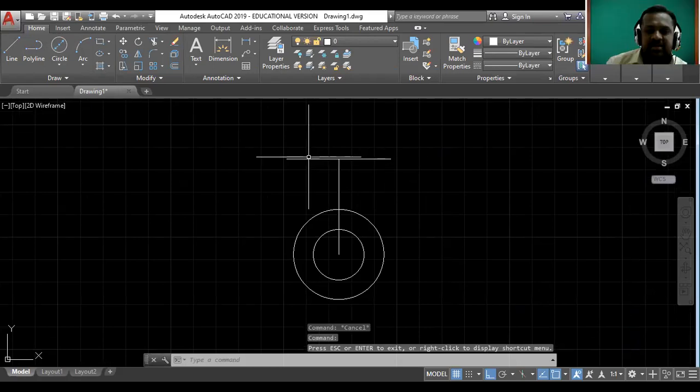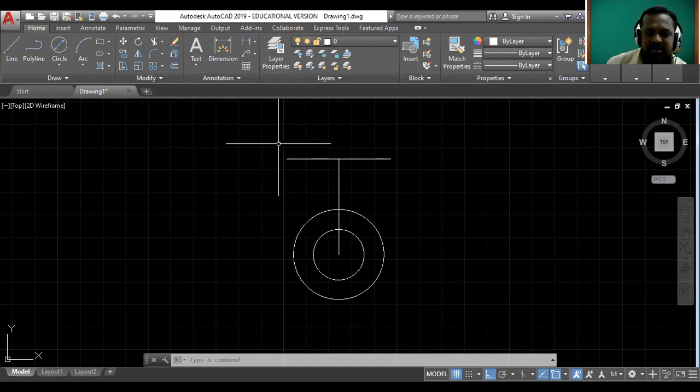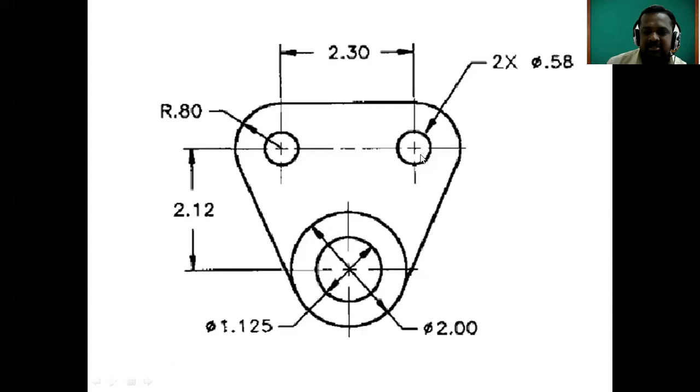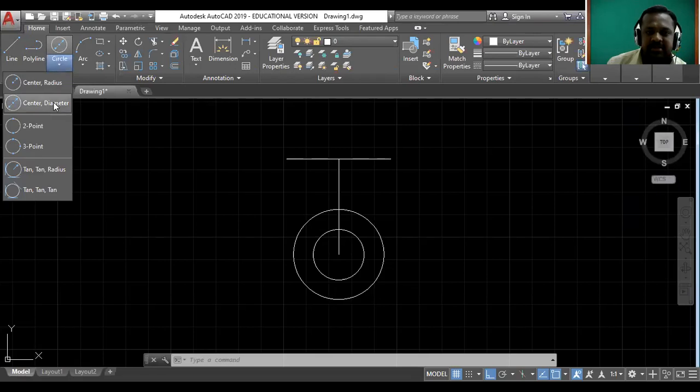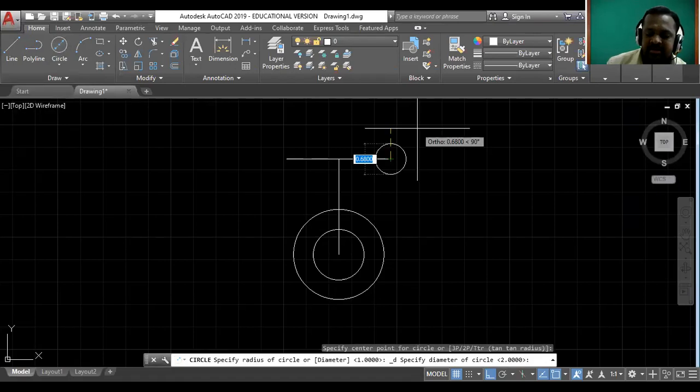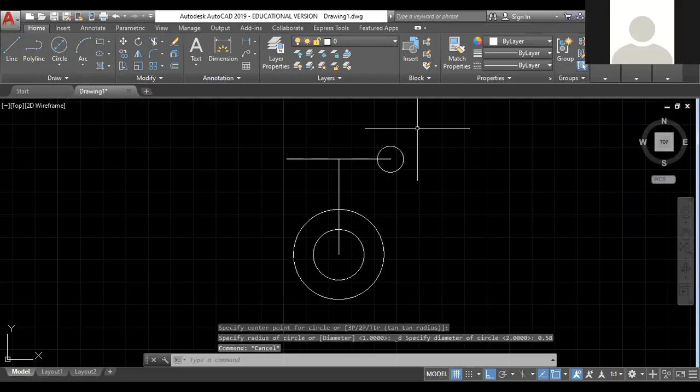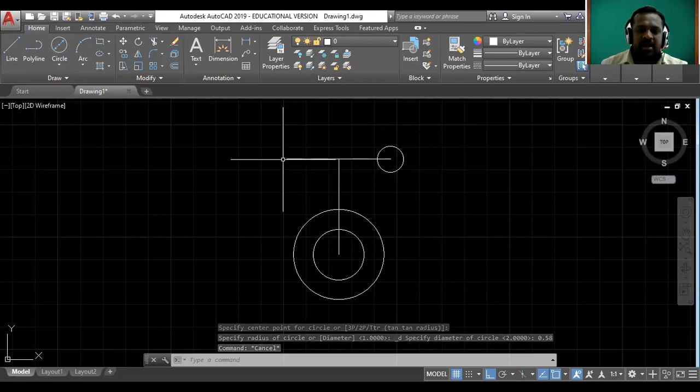Then in this side, at the end of this horizontal line, again we have to draw the circle. In this side one circle, and again in this side another circle. Just see the given figure and dimension of that circle. What is the diameter of this circle? 0.58. Then go to the circle, make a click, select the diameter circle. Here make a click and 0.58.